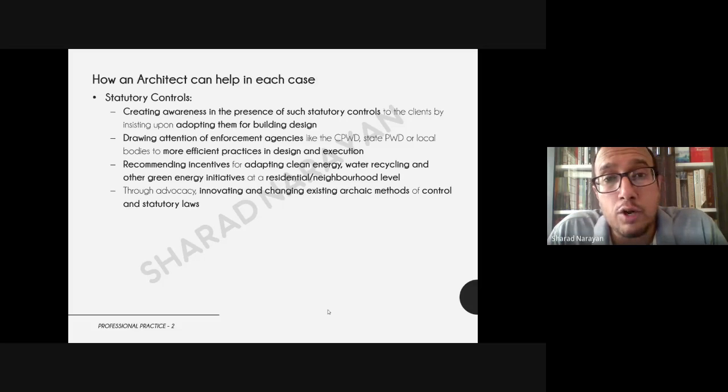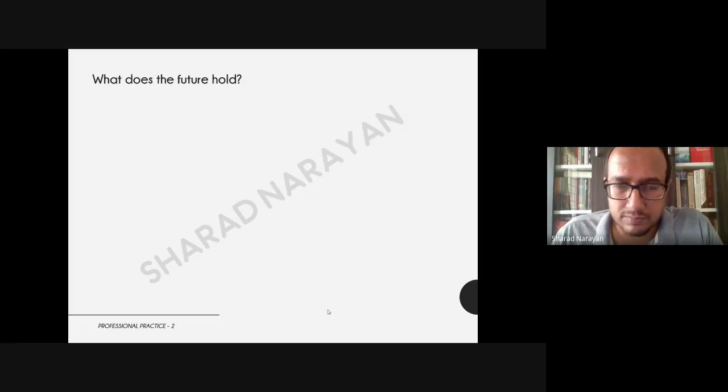Recommending incentives for adopting clean energy. Again, incentives comes either in terms of tax rebates or in terms of more FAR. Incentives are basically these kinds of things which allow you to build more efficiently. Okay. And through advocacy, innovating and changing all of these controls and statutory methods.